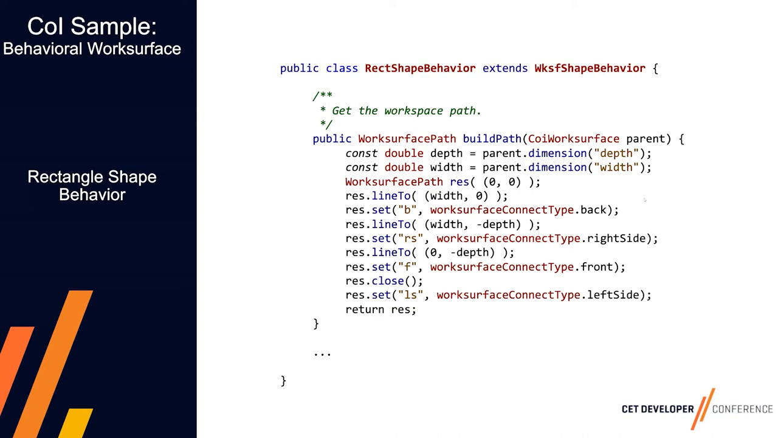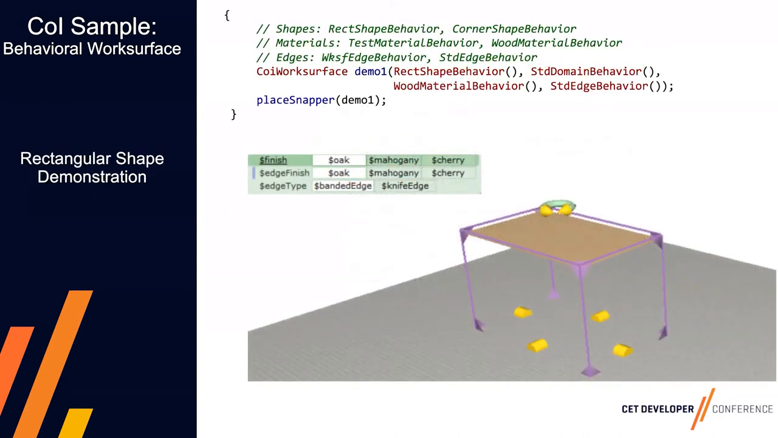What this ends up looking like in reality is this. As you see here, we are instantiating a composition over inheritance-based work surface with a rect shape behavior, a standard domain behavior, a wooden material behavior, and a standard edge behavior. Because we inserted a rectangular shape behavior into the composition of this surface, we get a rectangular surface. Because we have a wooden material behavior, we have multiple different domains of wooden materials. And because we have the standard edge behavior, we get the standard two edges that we developed, which are the banded edge and the knife edge.